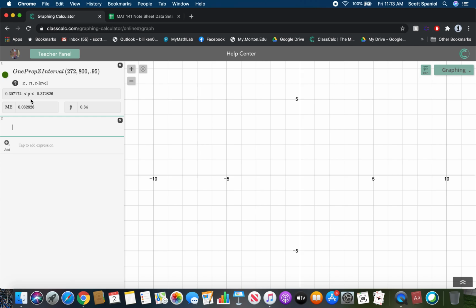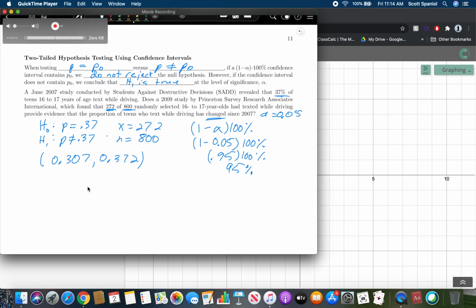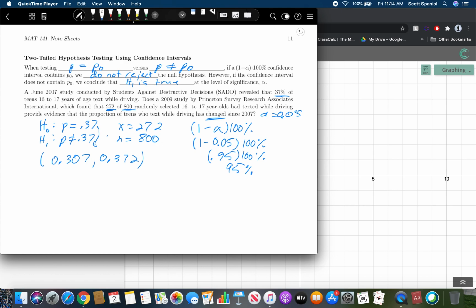So our interval here is 0.307 to 0.372. Okay, so now the question is, is this value 0.37 in this interval? Is it between those two numbers? And the answer is yes. 0.37 is in the interval. And because it's in the interval, that's what we expect to happen, right? We expect the population proportion to fall within our interval. So therefore, we would not reject H naught.